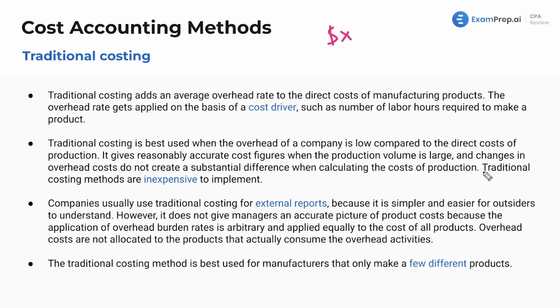The whole point, as I mentioned, of what we are doing with the allocation is we want accurate costs. And if we don't have much overhead to allocate, then why bother with a fancy allocation method? Traditional costing methods are inexpensive to implement, and who doesn't love inexpensive methods or inexpensive anything?